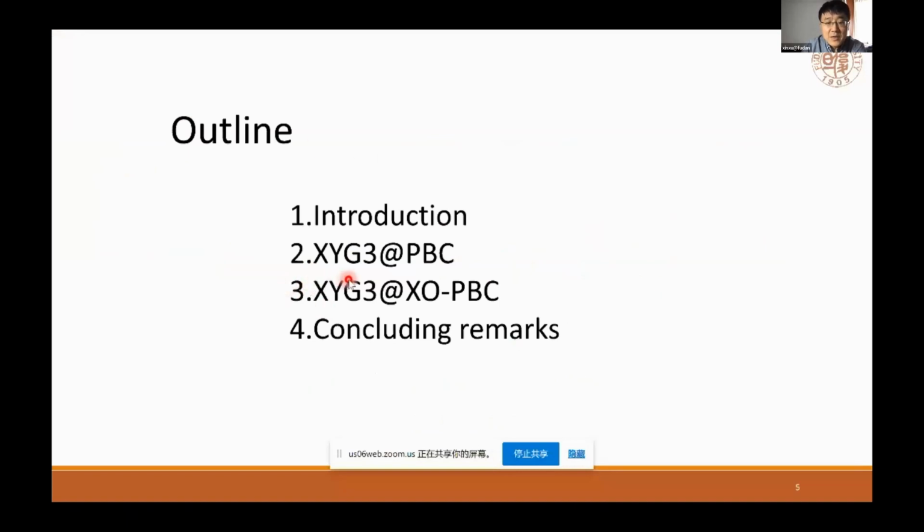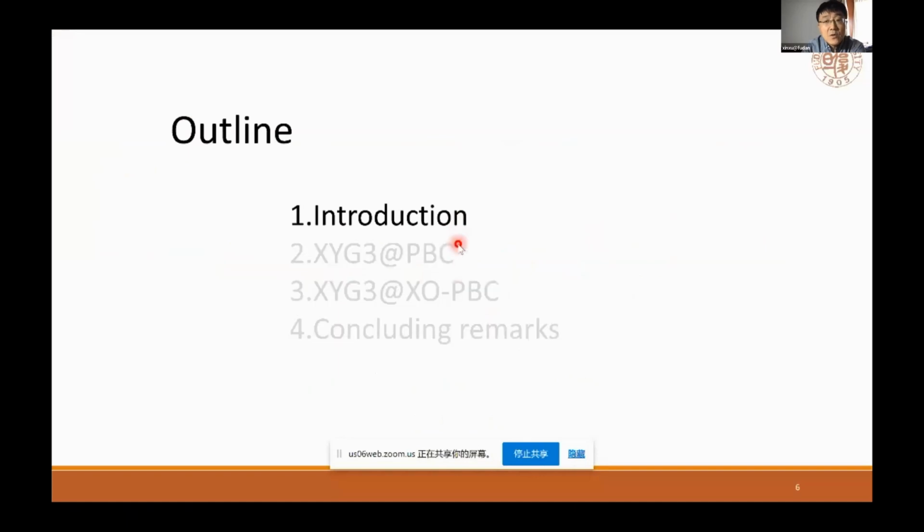XYG3 is a functional developed originally for molecular systems, but then we have two ways, PBC and xPBC, to extend the application from molecular systems to extended solids. I will explain the methods and show their performance later in this talk.